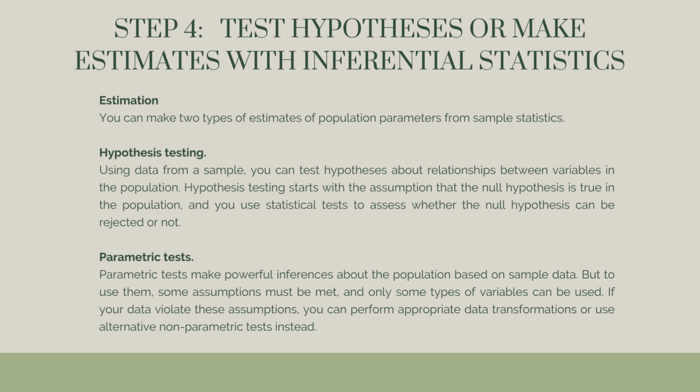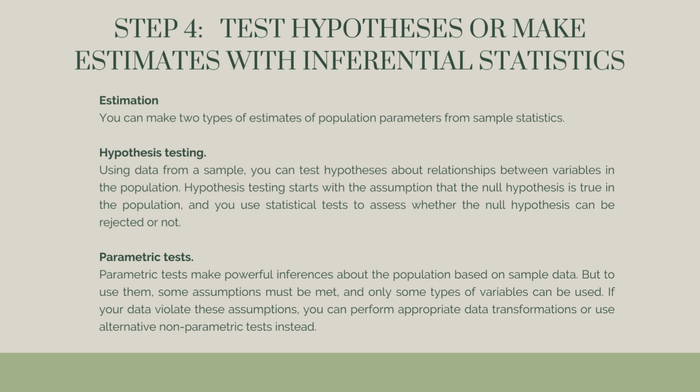A number that describes a sample is called a statistic, while a number describing a population is called a parameter. Using inferential statistics, you can make conclusions about population parameters based on sample statistics. Researchers often use two main methods simultaneously to make inferences in statistics. Estimation, calculating population parameters based on sample statistics. Hypothesis testing, a formal process for testing research predictions about the population using samples.